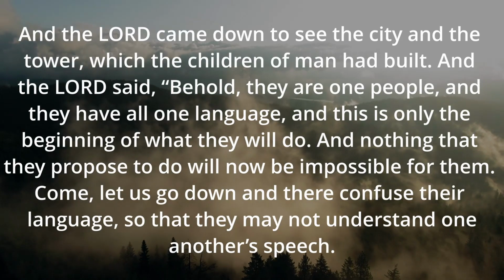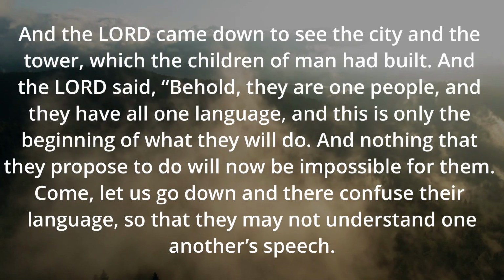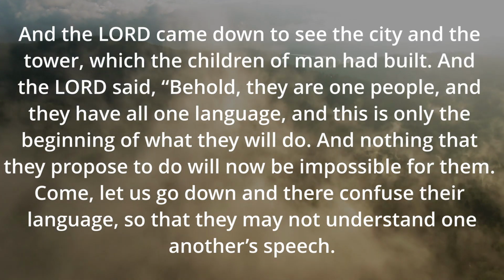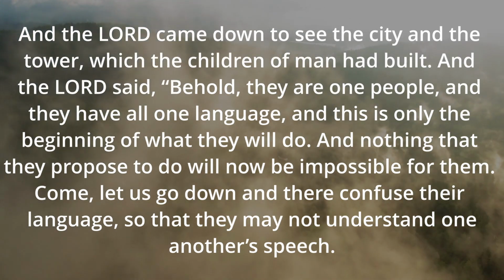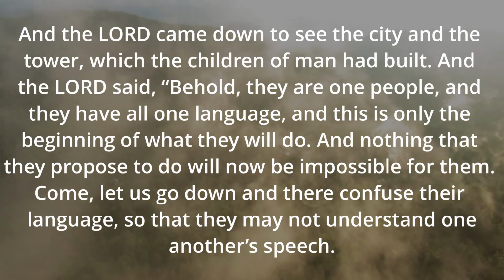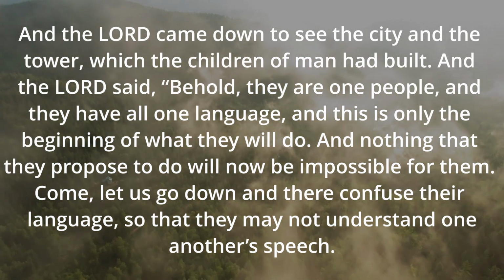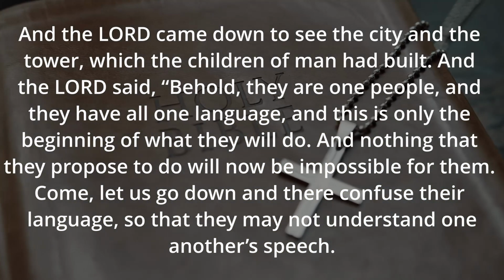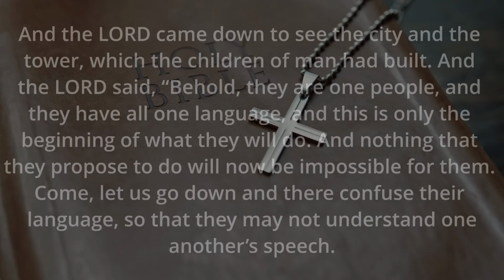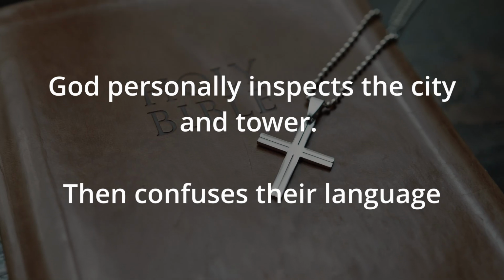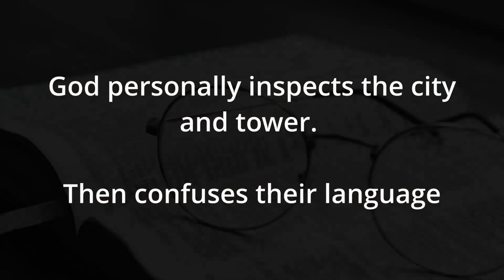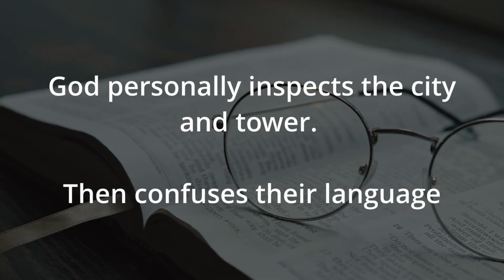Now on to verse 5. And the Lord came down to see the city and the tower, which the children of man had built. And the Lord said, "Behold, they are one people, and they have all one language. And this is only the beginning of what they will do. And nothing that they propose to do will now be impossible for them. Come, let us go down and there confuse their language, so that they may not understand one another's speech." God comes down and inspects the tower and city. He determines that anything they set their mind to will be possible for them. So he decides to confuse their language.